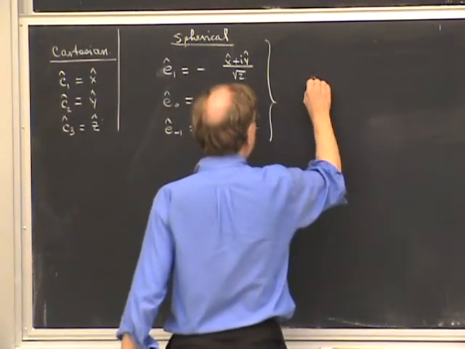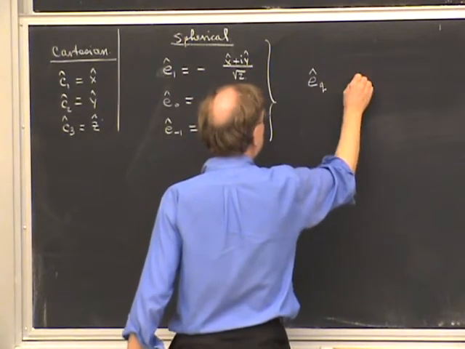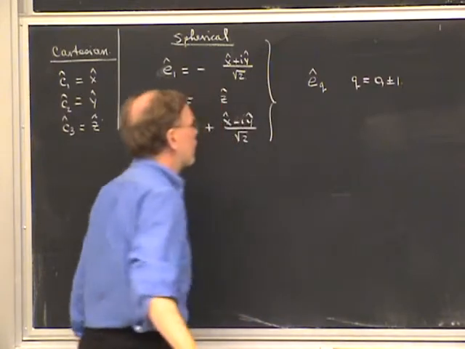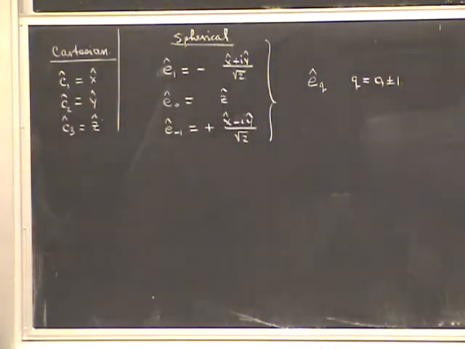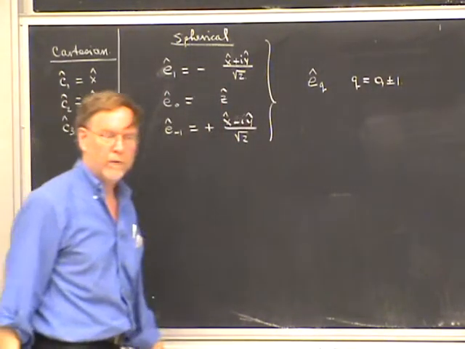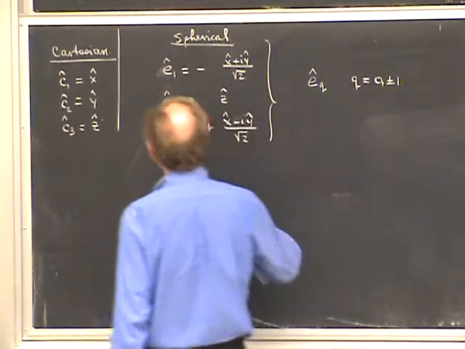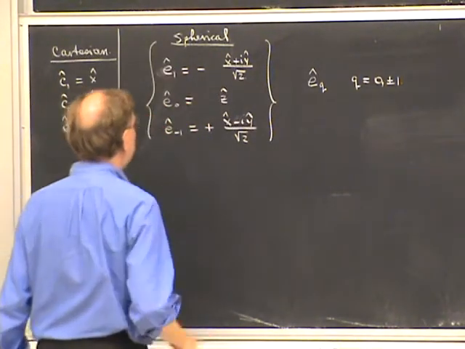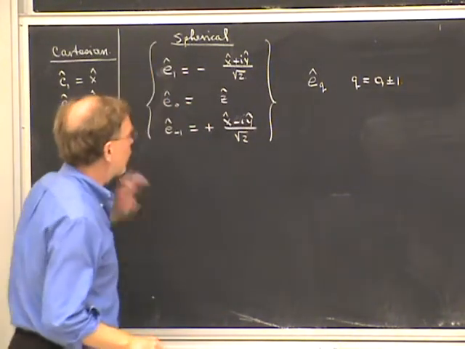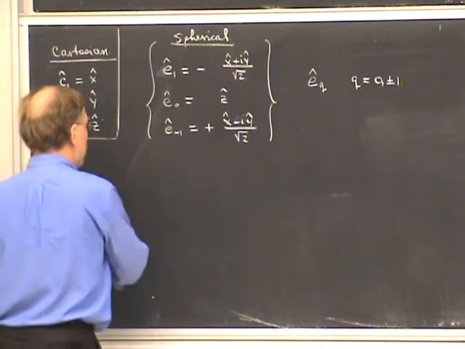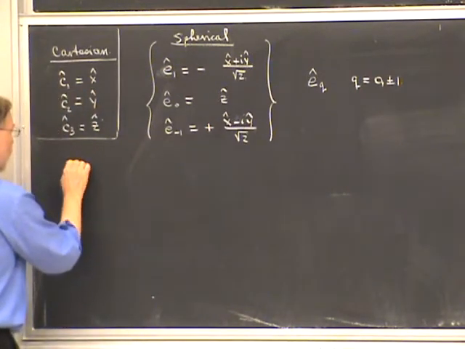And we can denote these collectively by E sub q, where q takes on the value of 0 and plus and minus 1. You see that the index q looks sort of like a magnetic quantum number for something that's got angular momentum 1. Of course, with minus 1 and plus 1. Okay, like I say, this is just a definition pulled out of the air. However, let me show you some of the properties of the spherical basis vectors. One of them is that they're orthonormal.